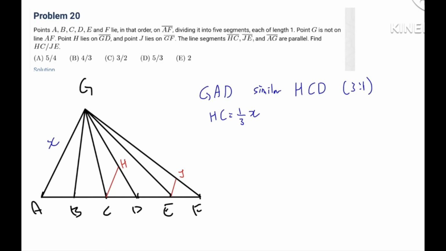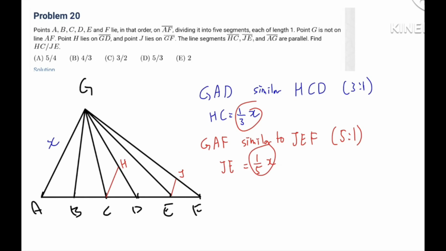And similarly with JEF, this triangle GAF is similar to this triangle JEF, and then the length ratio would be 5 to 1, right? So JE would be, this is x, so 1/5 x, right? So HC over JE is this over this, so it's 1/3 x over 1/5 x, which is 5 over 3. So it's D.